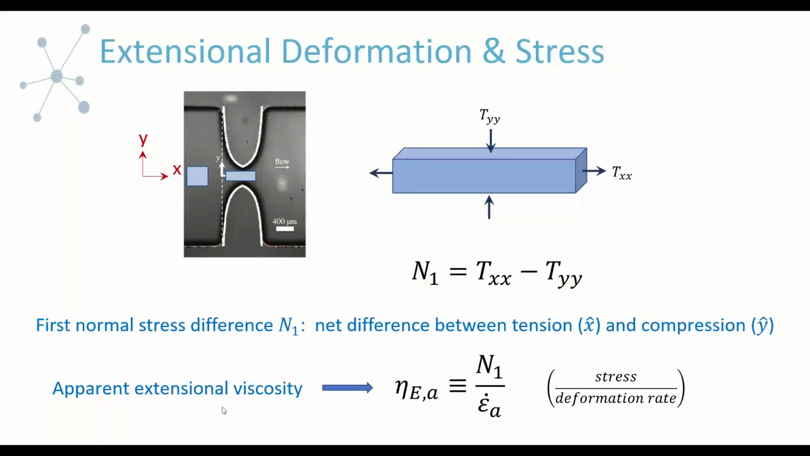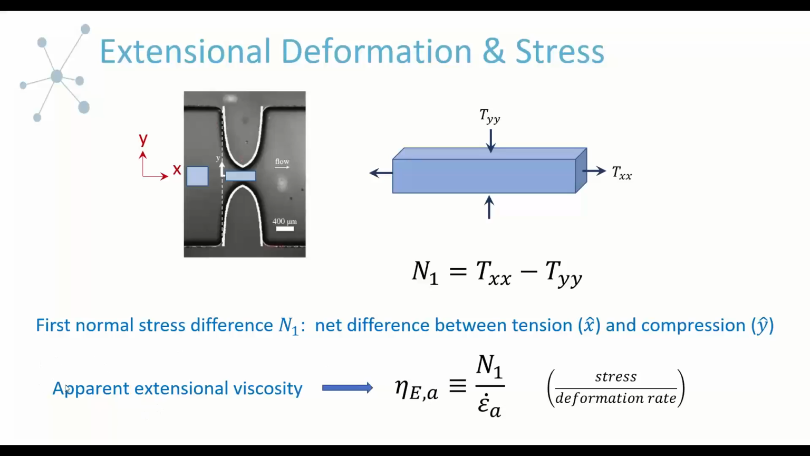So how do we define this extensional viscosity? Remember back, the proportionality between stress and deformation rate is what defines our rheological properties. So now we're going to define our apparent extensional viscosity as our normal stress difference divided by our apparent extensional rate, which we already talked about as being the gradient in the velocity in the direction of flow. This is analogous to what we would see for our steady shear viscosity, where we have shear stress versus shear rate. But now the relevant stress and deformation rate have changed for this flow geometry.